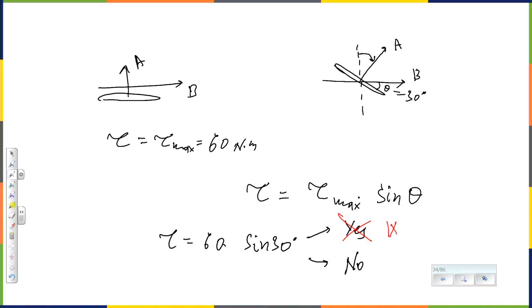Wrong. What is wrong with that? What do you think? Guess. What's wrong with that? Well, I just said it's wrong. And now this calculation has only two numbers. 60 represents the maximum torque.